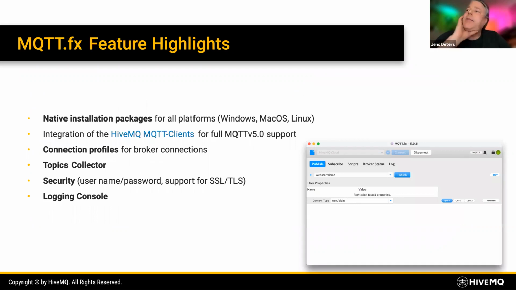So the feature highlights basically about the current version. As I mentioned, there are native installation packages for all platforms, which already integrates all you need to get it installed and get it up and running as a normal desktop application. I recently replaced the Paho MQTT client with the HiveMQ MQTT client. So MQTT.fx will now support all of the features of MQTT version 5.